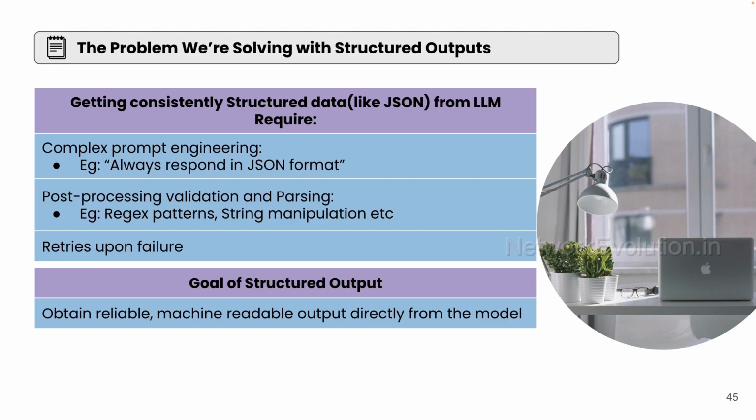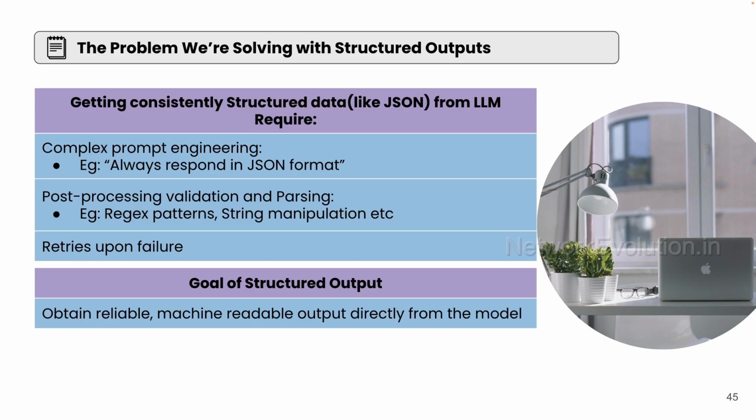The problem we are trying to solve with structured output is getting consistently structured data like JSON from an LLM. This requires complex prompt engineering. For example, you have to give an additional message saying to always respond in JSON format, and in the message itself you need to pass some sample JSON format and ask it to respond in that format.